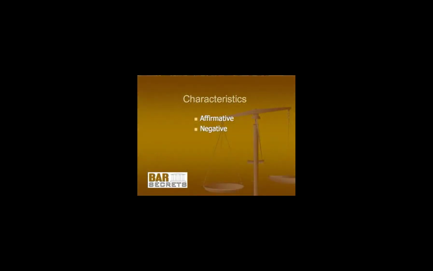All right, now the first thing we want to do is look at the characteristics of the promise. What is being promised here? And essentially we have two types. We have affirmative and negative.